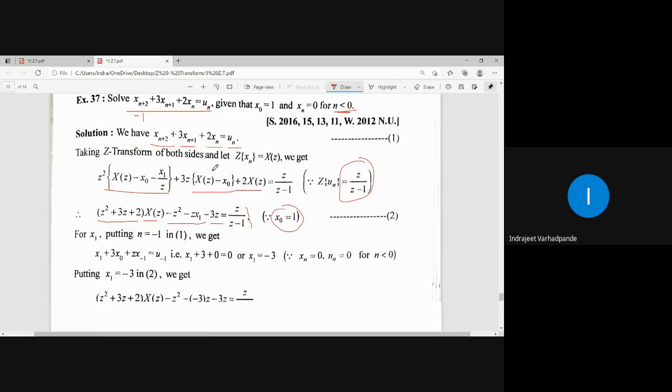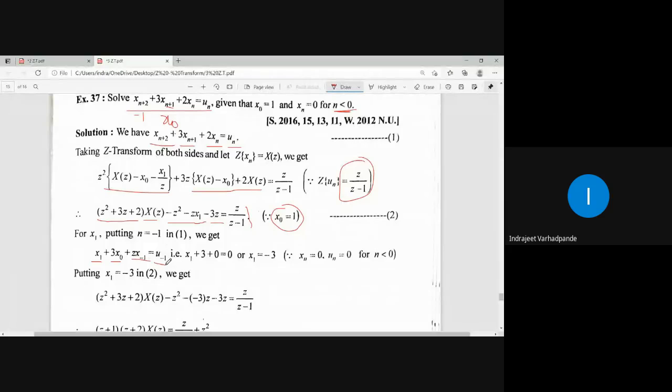तो क्या बनेगा यहाँ पर? x1 n इज इक्वल टू -1 विल गिव यू x0. सो क्या बनेगा? 3x0 z into x minus 1 and u minus 1. आपको पता है for n less than 0 this value is going to be 0. तो ये वैल्यू 0 ले लेंगे तो क्या बचेगा? x1. x0 is nothing but 1. So x1 plus 3 is equal to this. I am getting the answer of x1 as minus 3.